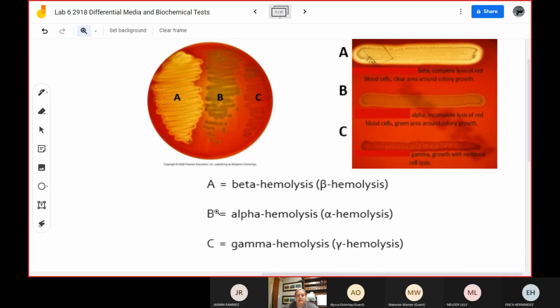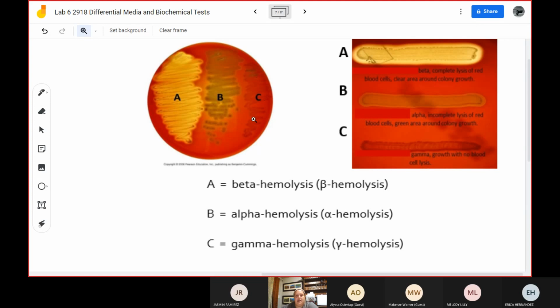B, growing here, demonstrates alpha hemolysis. So alpha hemolysis is partial hemolysis. You can see there's a little bit of that glowing of light coming through the plate here, but mostly it's pretty cloudy and you wouldn't be able to see through it if you held it up to a light. So on here it shows that there's like a slight ring around it, but it's definitely not the clearing that you see with the beta hemolysis.